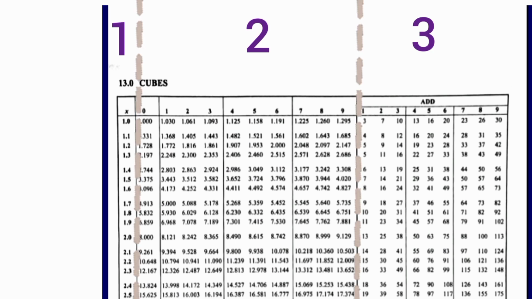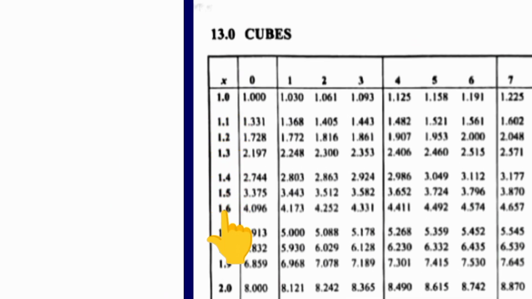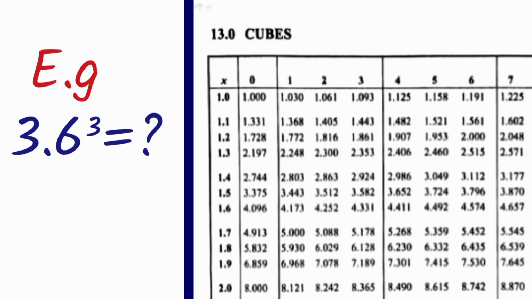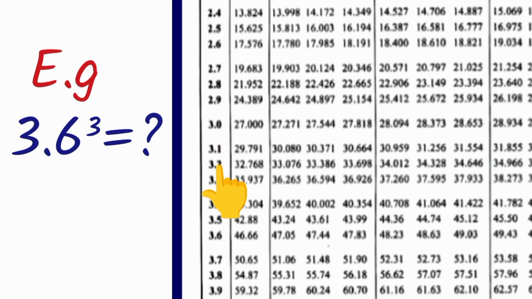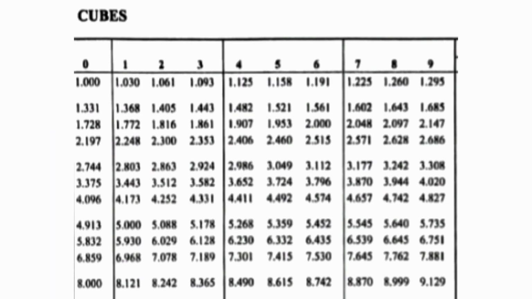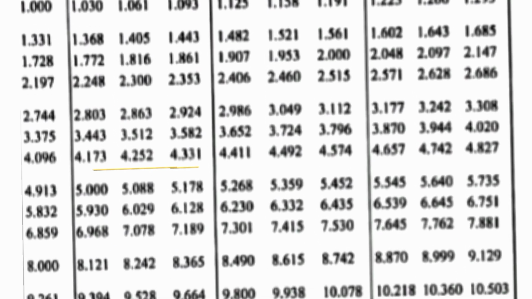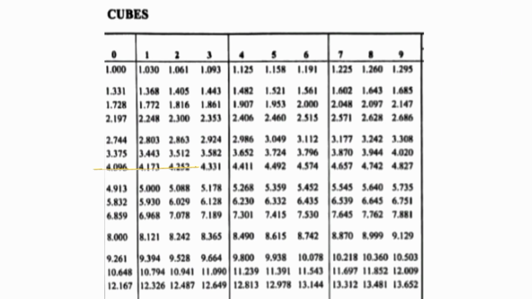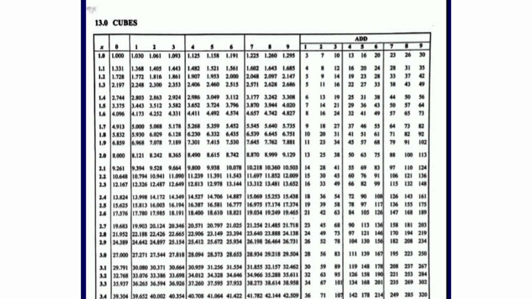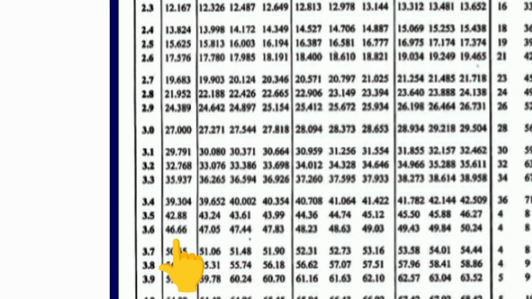At the far left, we use this column to read the number we want to find its cube. For example, if we want to calculate the cube of 3.6, then we track down along this column to find where we see 3.6. The second section is made up of columns whose numbers are in 4 digits. That is why some people refer to a math table as a 4-figure. This section gives you the cubes you are looking for. For example, the cube of 3.6 is 46.66.